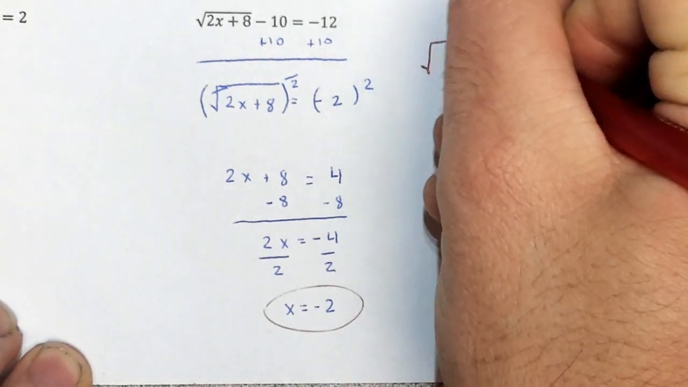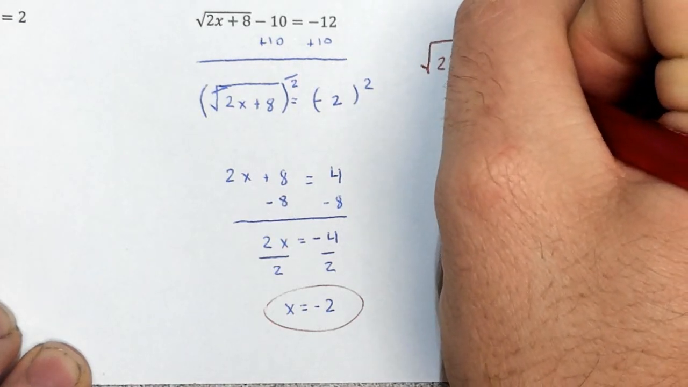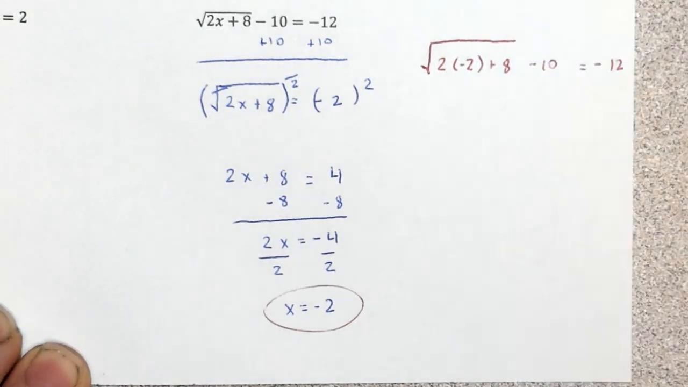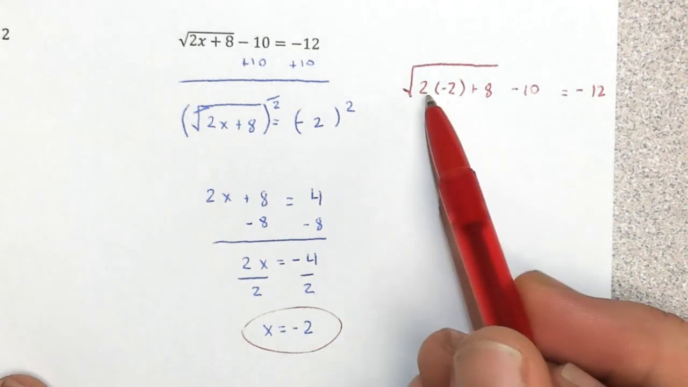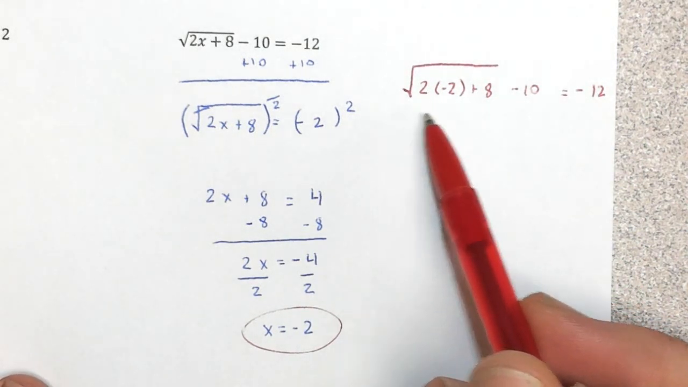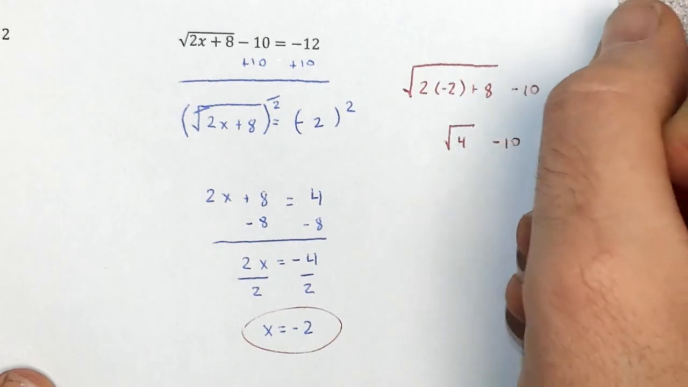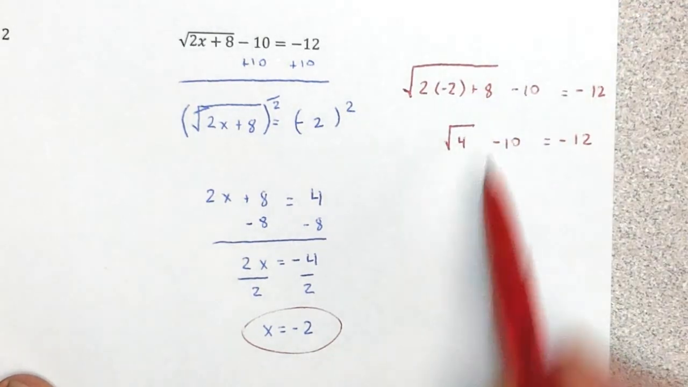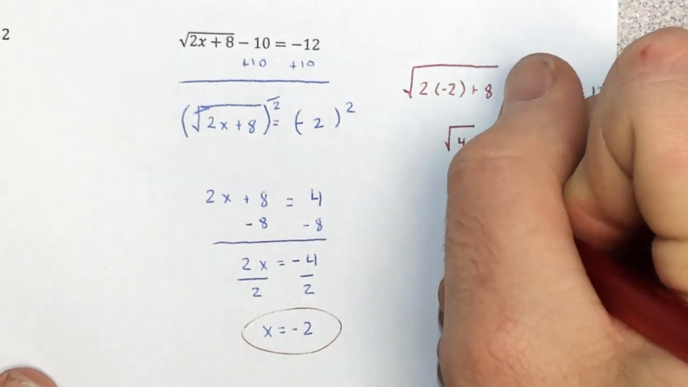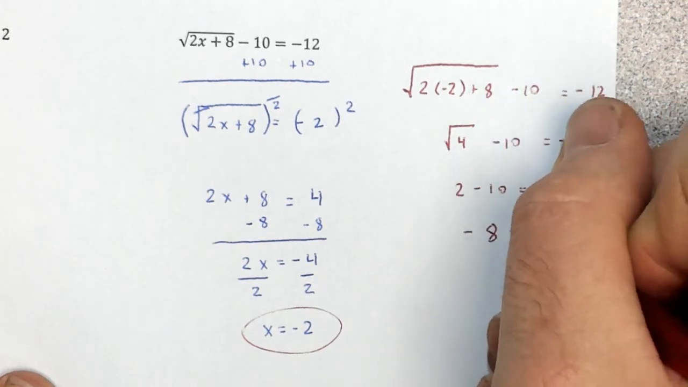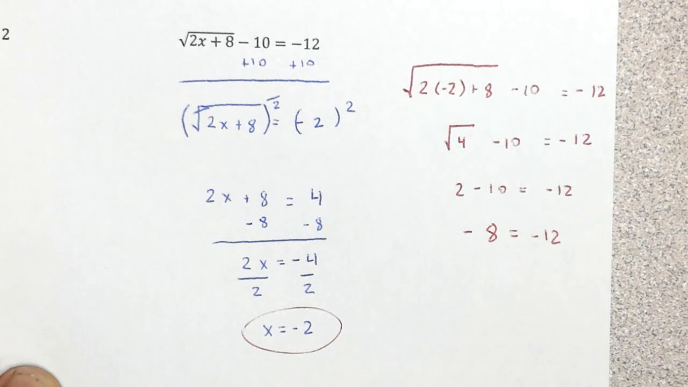So my original equation was this. Square root 2 times negative 2 plus 8 minus 10 is equal to negative 12. 2 times negative 2 gets me what? Negative 4 plus 8 gets me, so I have square root 4 minus 10 is equal to negative 12. What is the square root of 4? 2. 2 minus 10, I believe, will get me negative 8. Is negative 8 equal to negative 12? No. So that negative 2 is an extraneous solution, and what do I write as my actual answer? No solution.